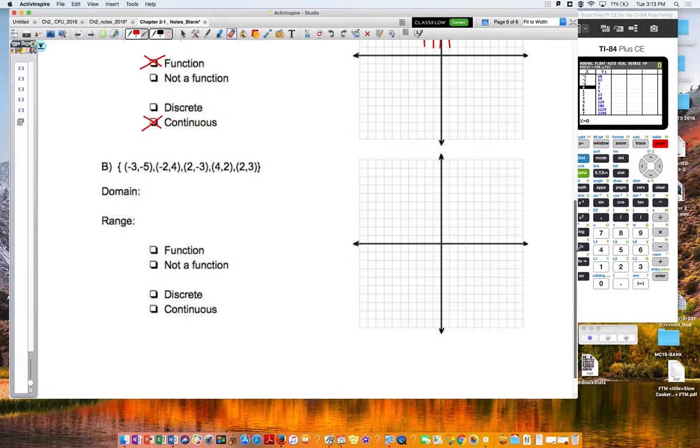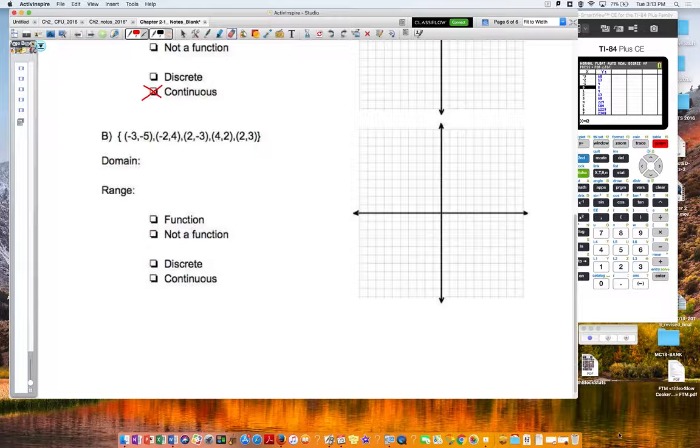All right, last example. Ooh, we have a whole bunch of coordinates here. So I'm going to start graphing these coordinates one at a time. X is -3, then -5. 1, 2, 3, 4, 5. Put a point. -2, +4. 1, 2, 3, 4. 2, -3. 1, 2, 3. 4, 2, up 2. And then the point 2, 1, 2, up 1, 2, 3.